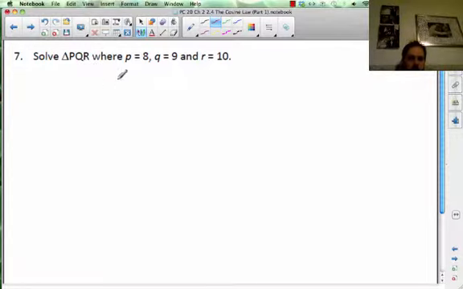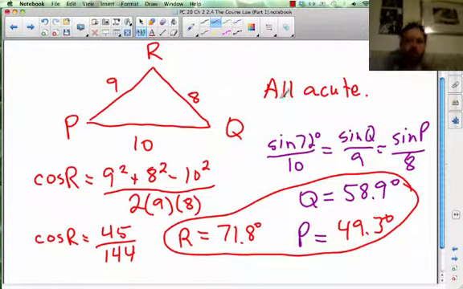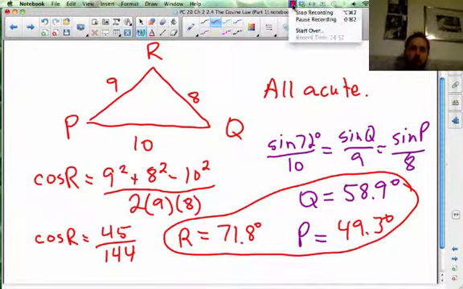So here's another triangle. You can go ahead and solve this. Hit pause now. I'll have the solution ready for when you come back. So there you go. There's the solution. First I found r, and then I used r in the sine law, and I was able to find p and q after that. We're going to call it quits for today, so I will see you in class tomorrow.